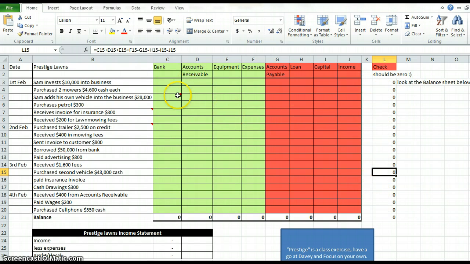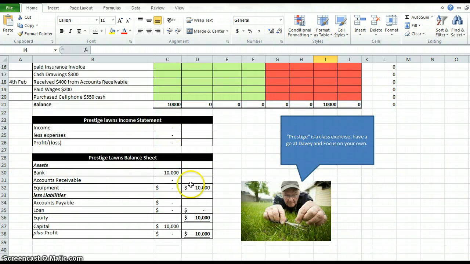So what happens is the debit side, green side, is where Sam puts the money. So Sam's going to put $10,000 into the business. Debit side, where the money goes. So it goes into the bank. And where did Sam get that? Sam got that from capital. Sam's the owner, so that's a capital account. So it comes out of capital. And note that this here is 0. Okay. If we look at the balance sheet, we'll see that there's 10,000 in the bank and 10,000 in capital.